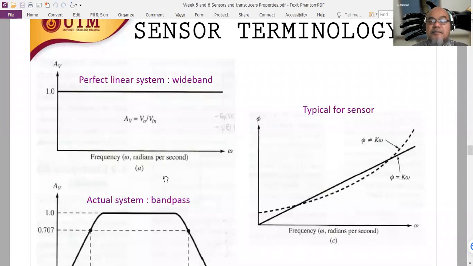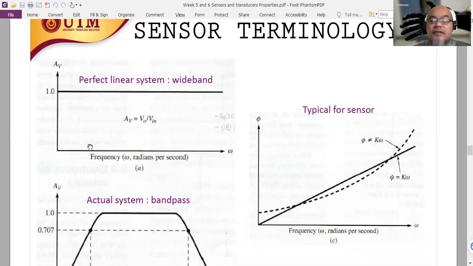Body temperature system, the heart signal, muscular signal, or the brain signal, then a linear system will have the same amplification factor for all the frequency range of this signal. But in reality, that is not so. In reality, the system usually has this kind of band pass response.